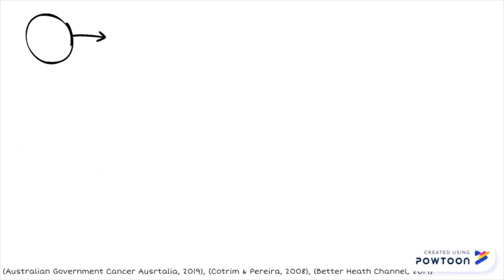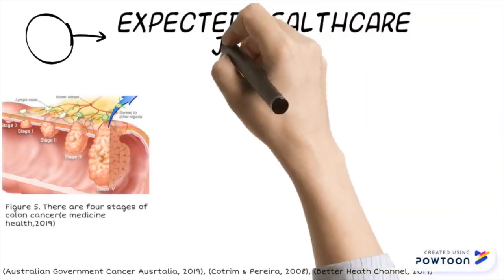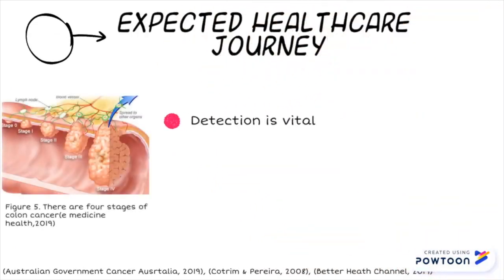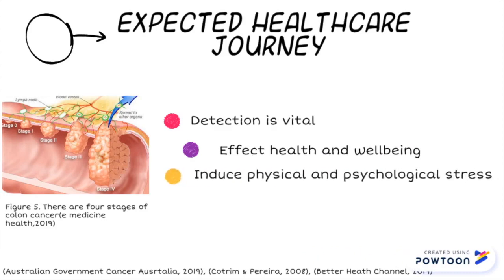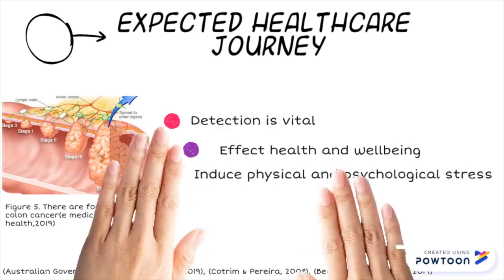The healthcare journey can be determined by the stage they are at when they are diagnosed. Early detection is vital in diagnosis, as it can attempt to stop the progression of bowel cancer. However, if gone undiagnosed, it can significantly affect an individual's health outcomes and overall well-being, as one's survival rate decreases along with their quality of life due to the immense physical and psychological stress it induces, both on the individual and the caregiver.